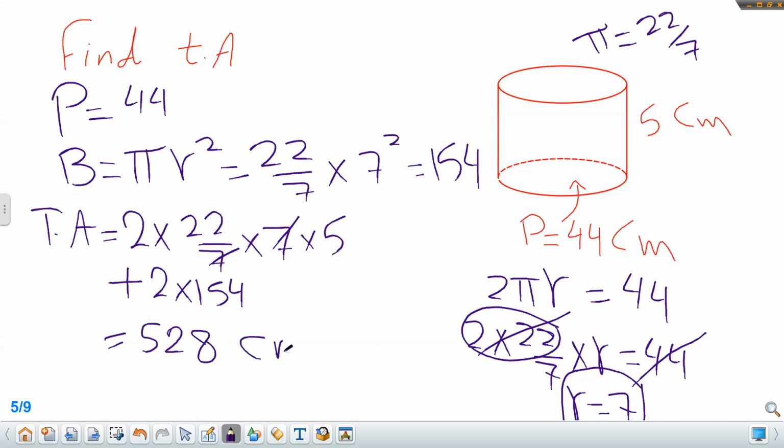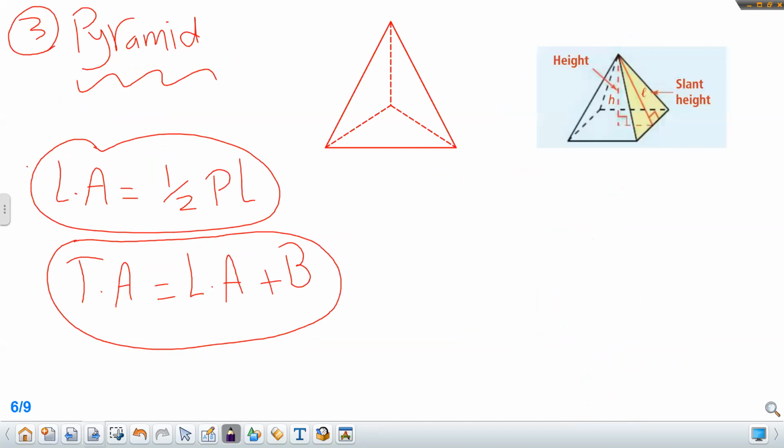528 centimeters square because it's area. Number 3, pyramid. What about pyramid? A pyramid is like a prism, but it has one base, not two bases. So a pyramid has a base and a vertex.